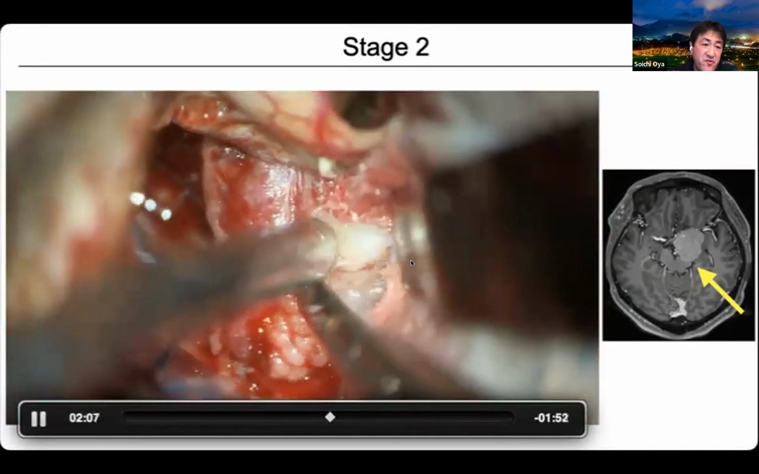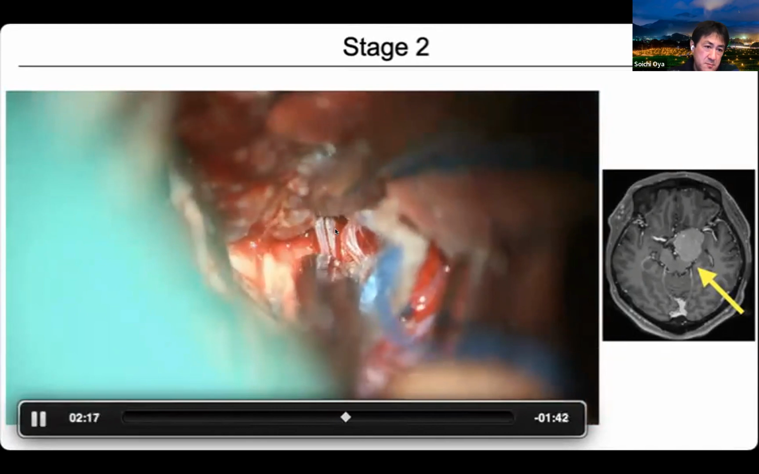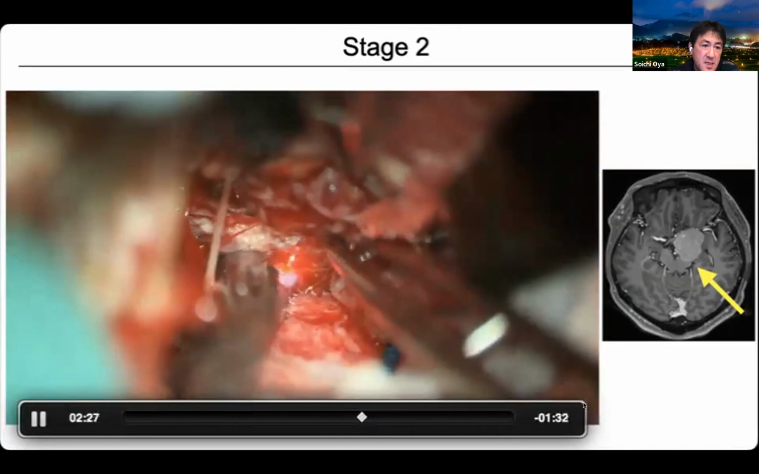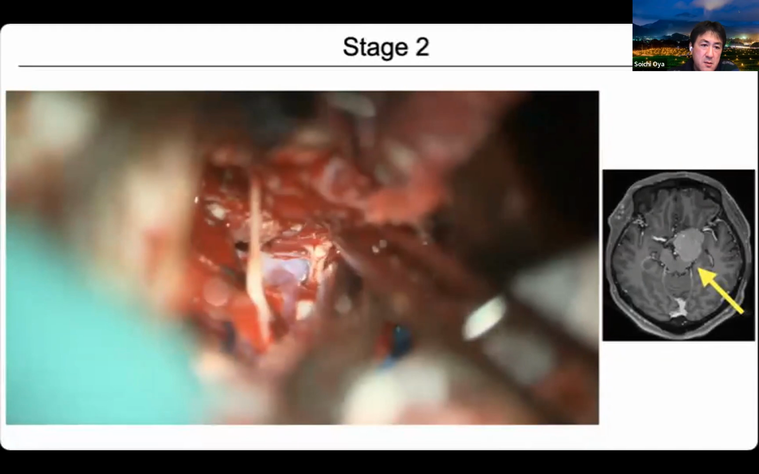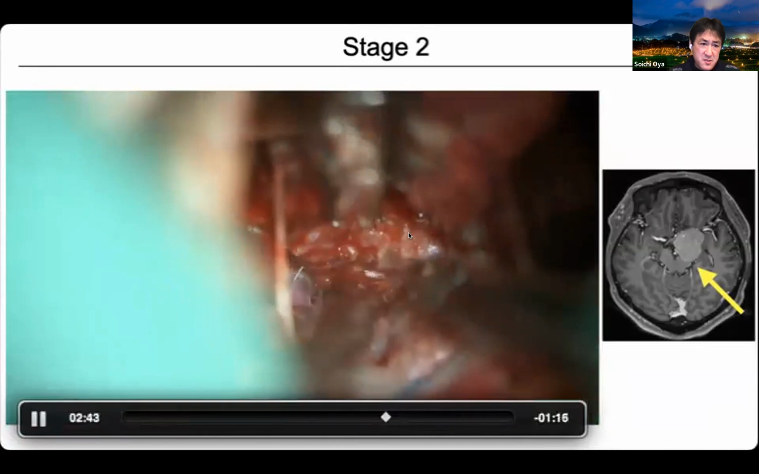And also I could have a direct exposure of the perforators from the anterior choroidal artery to the cerebral peduncle here. Then now I'm following the anterior choroidal artery running inside the tumor. This is a vascular trunk. So now I see this is a P1 and the vascular top is here. So I should have followed this artery as a guide.